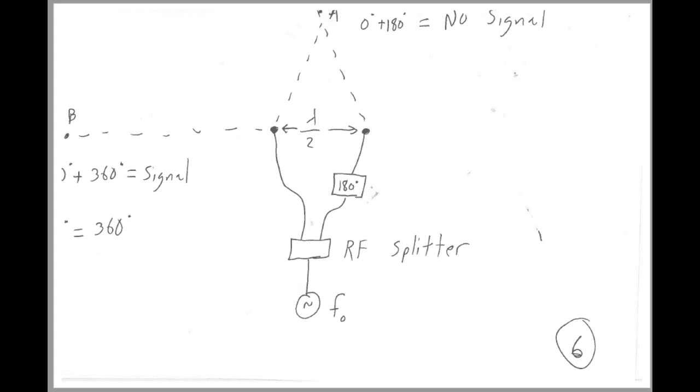It's going to destructively add together and essentially cancel each other out. So now at position A, we will see no signal. At position B will be the max signal because we have 0 plus 360 degrees. We have 180 on the phase shifter, and because the two antennas are spaced wavelength over 2, you get 180 plus 180 is 360. 360 degrees is also the same as 0 degrees.